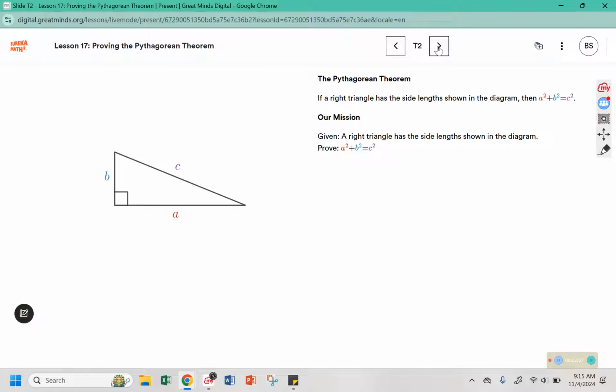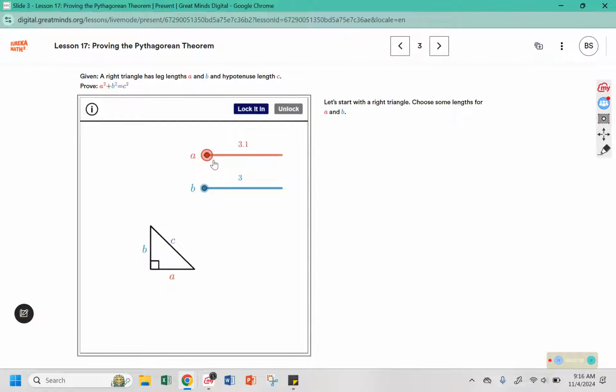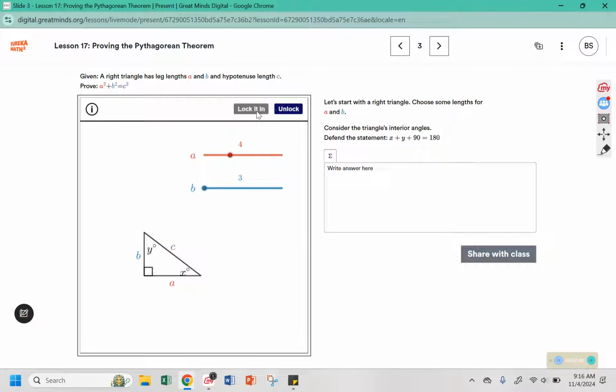So if a right triangle has side lengths shown in the diagram, then a squared plus b squared equals c squared. Our mission: given a right triangle has the side length shown in the diagram, prove that a squared plus b squared equals c squared. It says, let's start with a right triangle. Choose some lengths for a and b. Let's make a 4 and b 3.